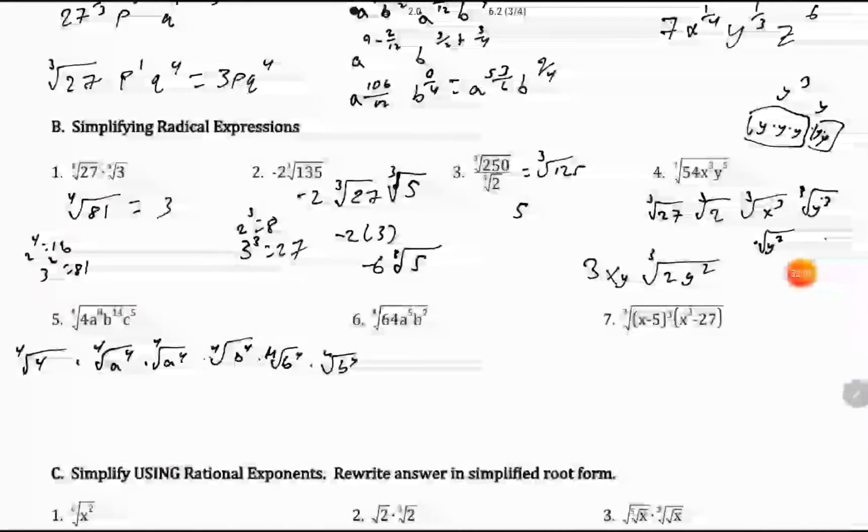Okay. So for the b's, 4th root of b. Wow, this is looking really terrible. B squared. There, that's what's left. And then we have c to the 4th. And then we have 1 c left.